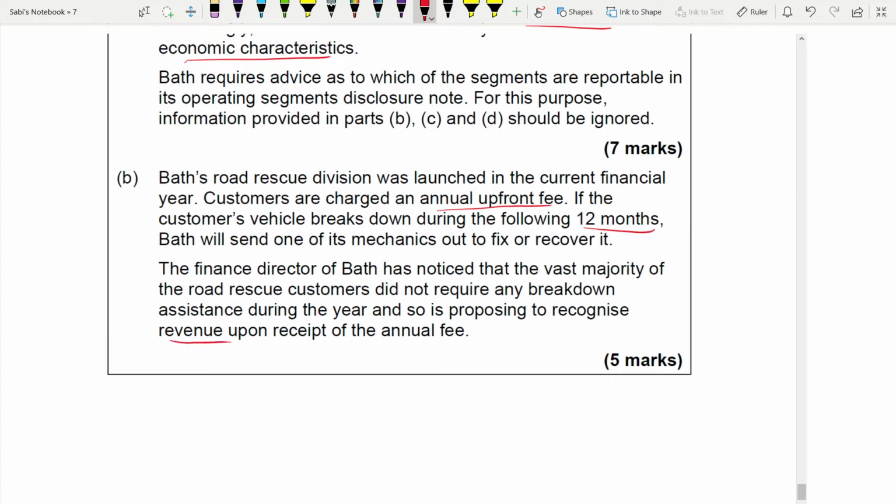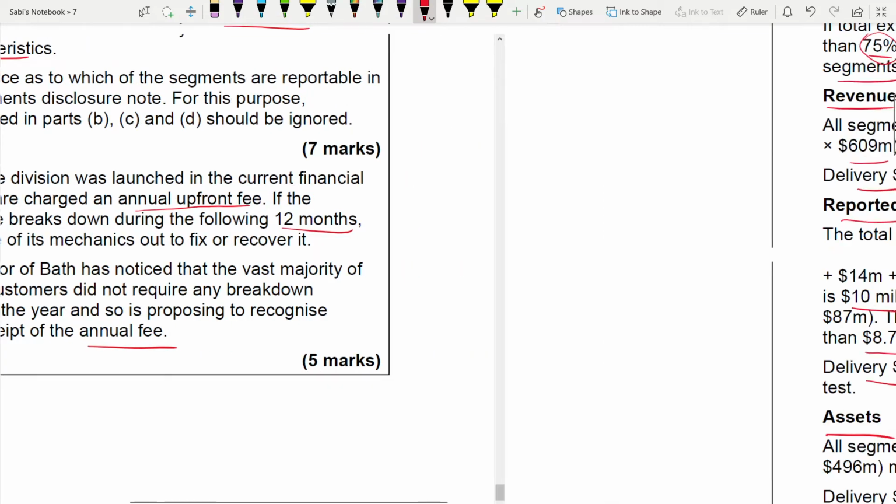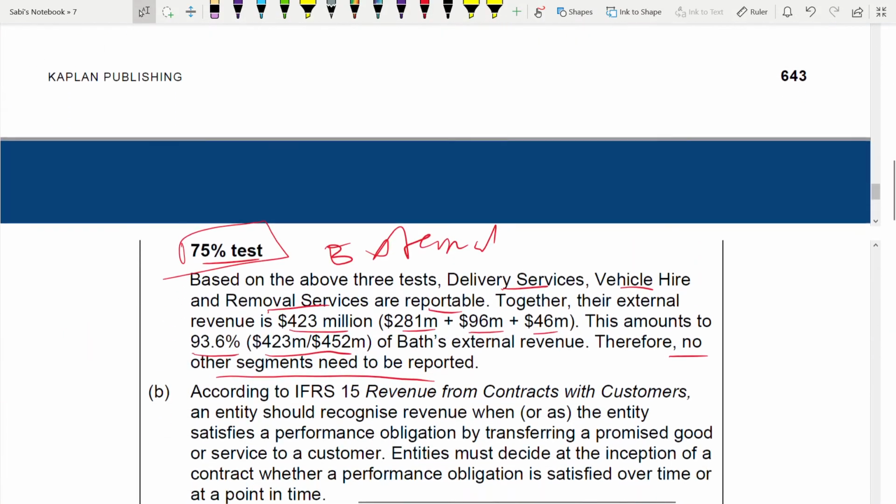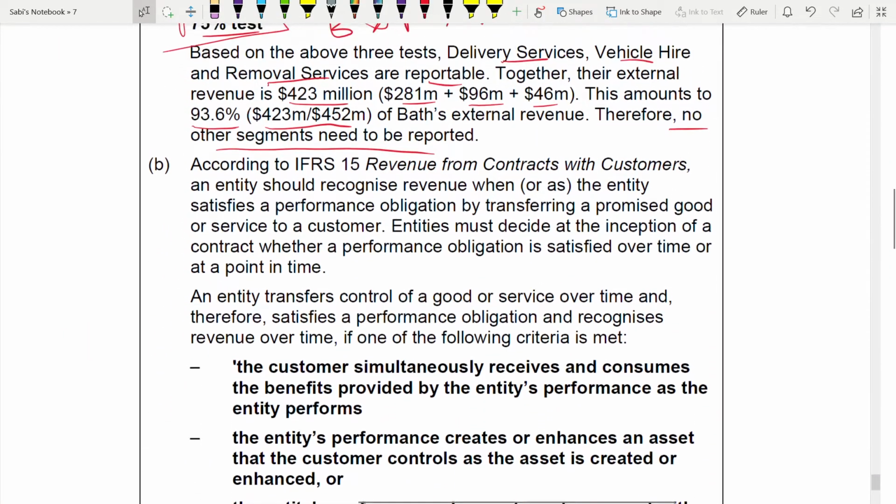How are they recognizing revenue? Based on the annual fee that they are receiving. Once they receive the annual fee, they recognize revenue. Now you have to see whether it's correct or not, for 5 marks. Okay, so which standard talks about it?